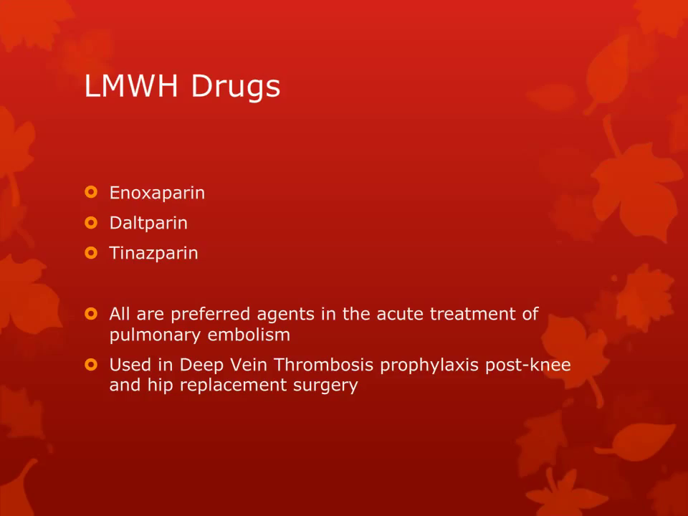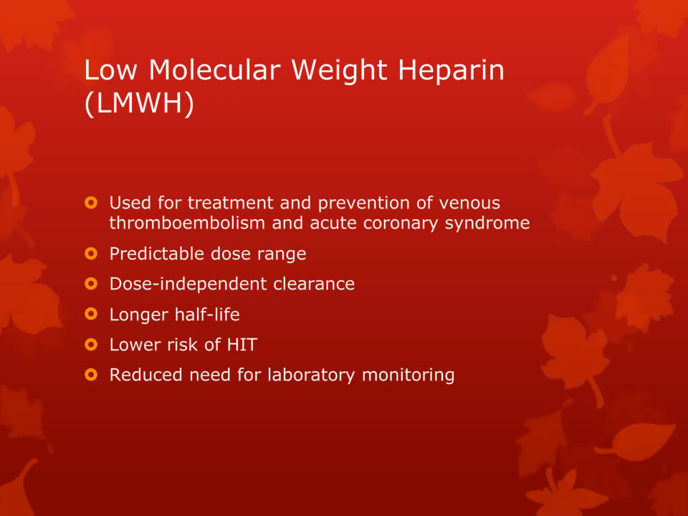Low molecular weight heparin drugs: enoxaparin, dalteparin, tinzaparin. All are preferred agents in the acute treatment of pulmonary embolism, used in deep vein thrombosis prophylaxis, post-knee and hip replacement surgery. Used for treatment and prevention of venous thromboembolism and acute coronary syndrome. Has a predictable dose range, dose-independent clearance, long half-life, lower risk of HIT, reduced need for laboratory monitoring.